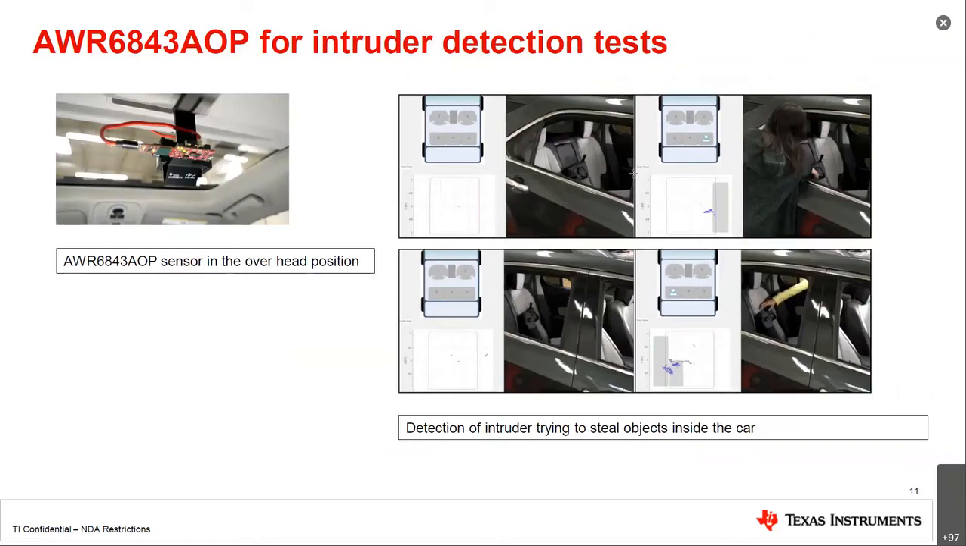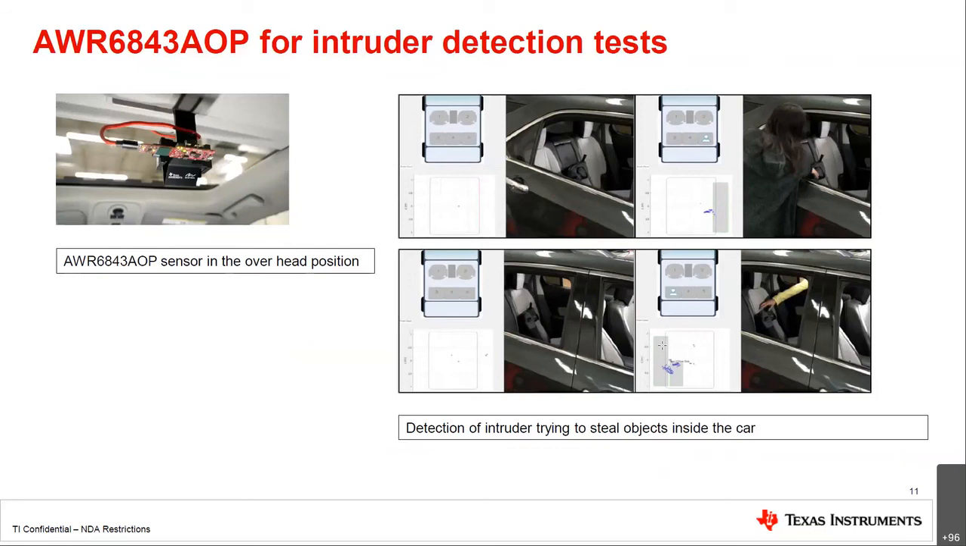And then also, in addition to within the vehicle, because of that wide field of view that you get with this AOP antenna, you'll also be able to do intruder application type detections. So here it's actually the same sensor, the mounting position hasn't changed at all, and it is also able to detect when someone is approaching from the outside and potentially reaching into the vehicle.